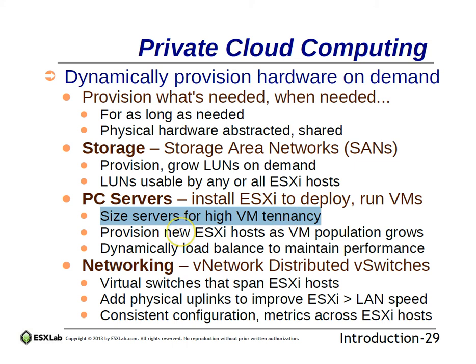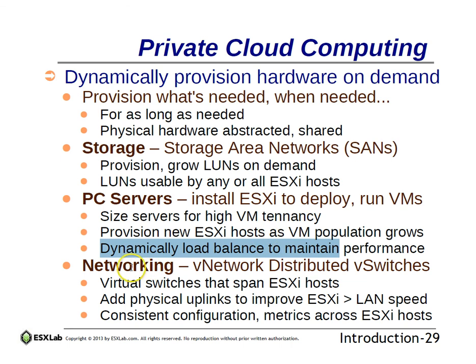Well, I provision some ESXi hosts, I put them into service, I build VMs, and over time, as my VM population grows, I can simply provision more ESXi hosts and swing VMs over to these new hosts, which dynamically balances my load. If I have DRS clusters, I can automate this process. So I just add servers and the cluster just rebalances.